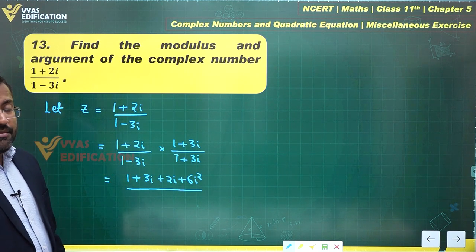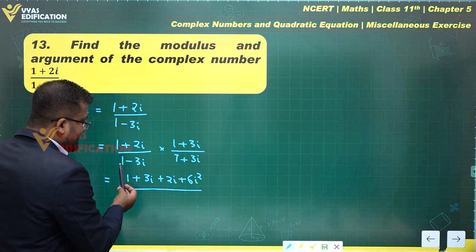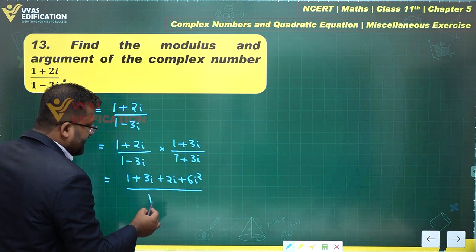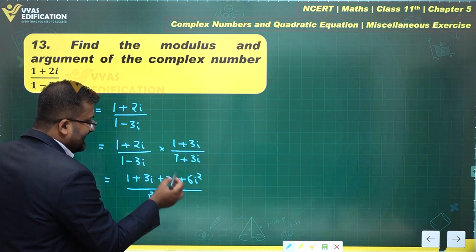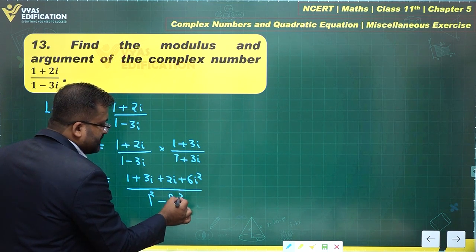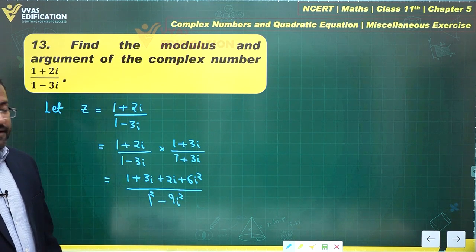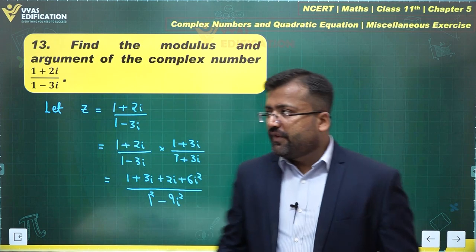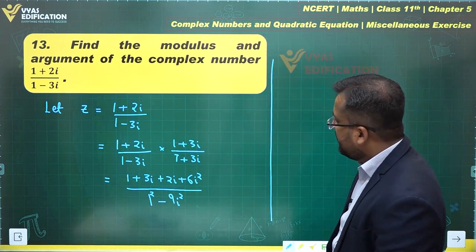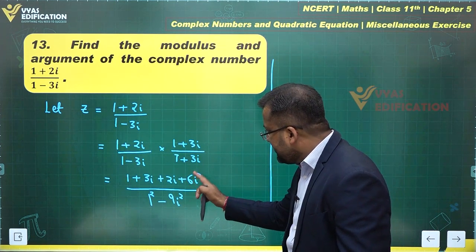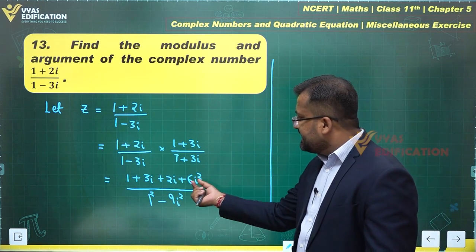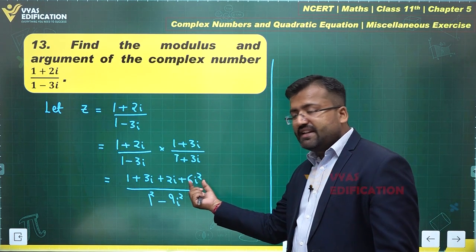What do you get in the denominator? Let's take a look at the denominator. This is (a − b)(a + b), which is a² − b², so 1 minus 3i whole square, which is 9i². This is what I get, right? Let's continue further and see what we get. This 6i² becomes equal to what? This 6 times i² is actually −6.